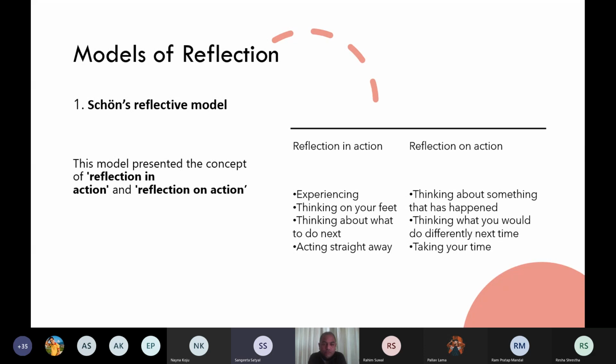Now moving to the models of reflection. Here I'll be explaining two different types of models, starting with the CNS Reflective Model. The model is mainly based on the concept of reflection in action and reflection on action, as explained by my friend. Reflection in action refers to the quick thinking and reaction that occurs as you are engaged in activities. You act straight away to the matter. Giving an example here, while preparing for the presentation, I got confused and I immediately sent a text to Mr. Soros sir. At that time I quickly acted on the problem.